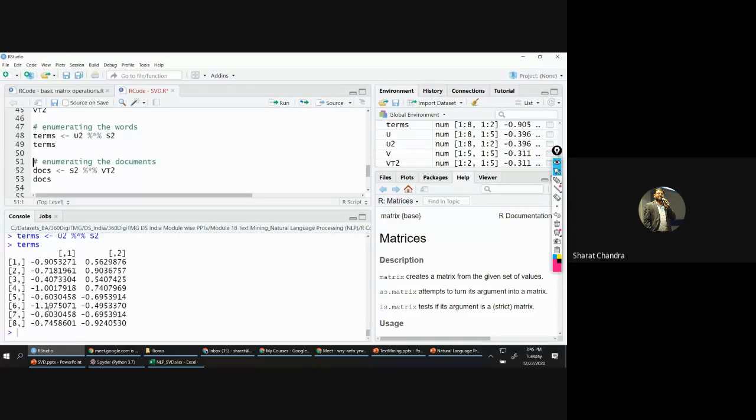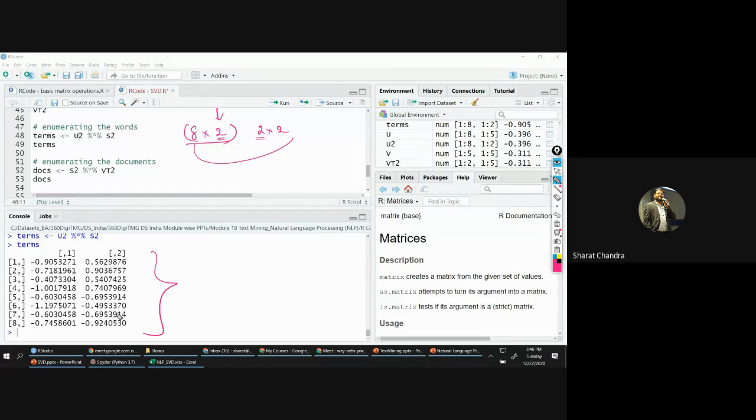I'm doing a 2 by 2 matrix multiplication here with U2. That is 2 columns, 8 rows. So if I have to write the dimension here, I get 8 rows, 2 columns, the rank 2 approximation, multiplied by 2 by 2. The 2 is common, so I would get an 8 by 2 approximation.